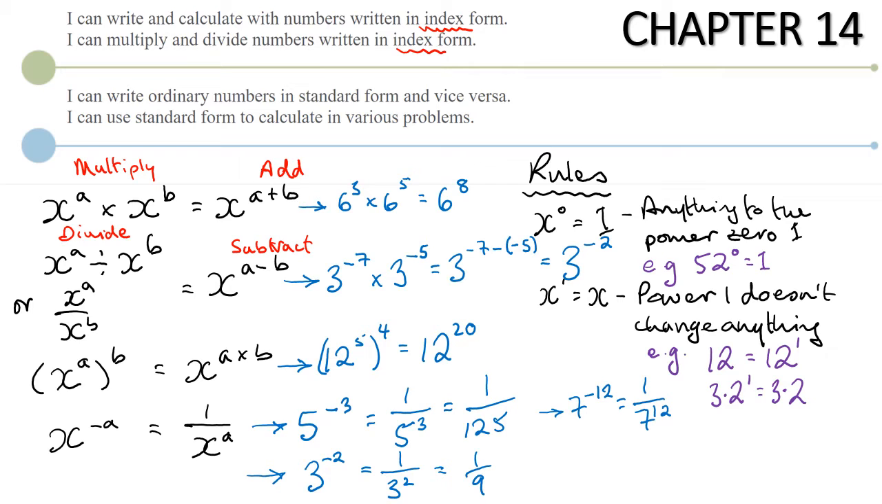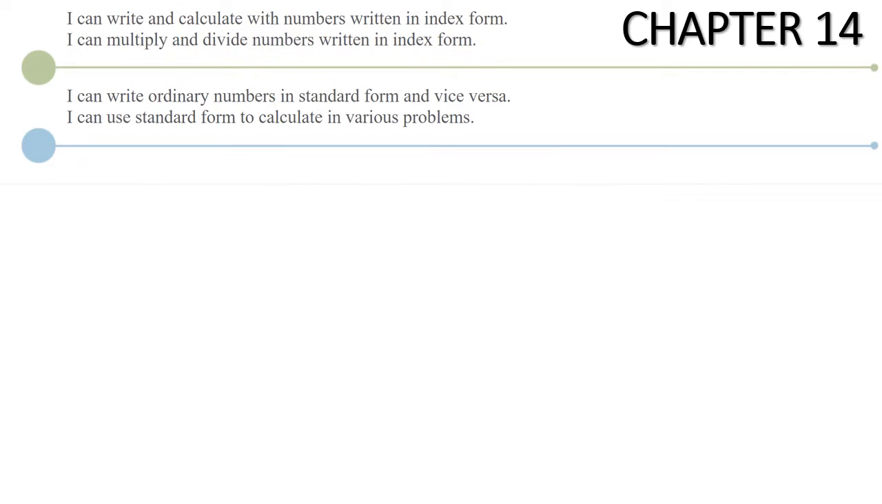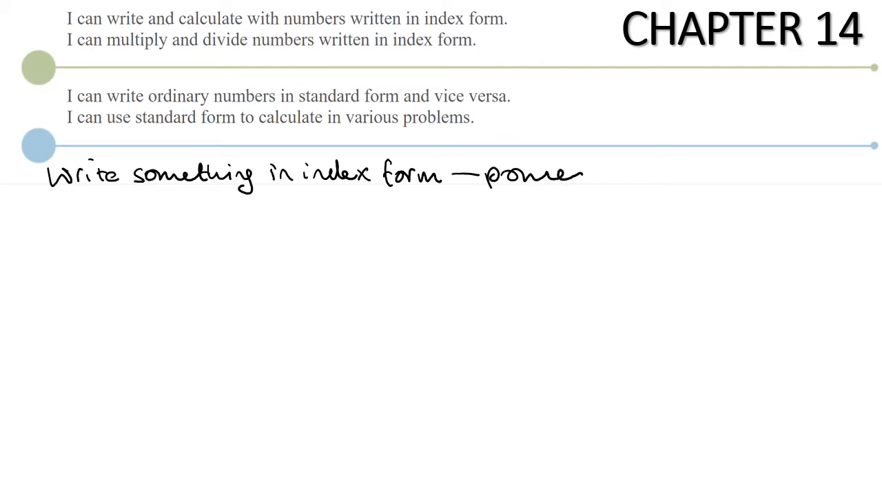So we've covered these two bits here, and we're actually going to look at a couple of ways that we can apply some of these rules. So here's something that you might have. If you get a question that says you need to write something in index form, it basically means that you need to write it using powers.